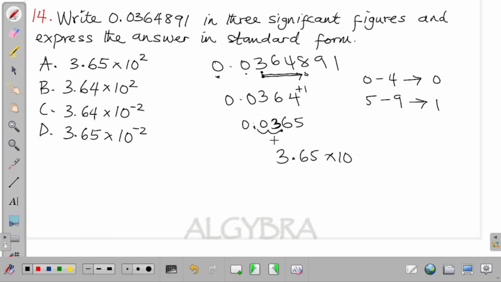Then I look out for how I moved. I moved to the right. If I move to the right, I'm going to have a negative index here. Then how many times did I move? I moved the decimal one decimal place, then two decimal places, so I'm going to have negative 2. That means the number expressed in standard form is 3.65 times 10 to the power of negative 2, which is option D.